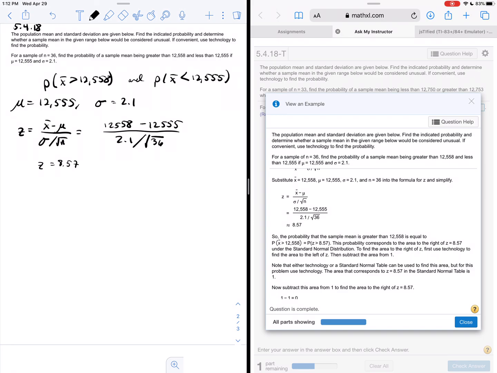So it says the area that corresponds to 8.57 in the standard normal is 1, right? So it's really, really far to the right. That's a really, really high z-score. So the area to the right of it is essentially 0. Because of being so far to the right, the area under the curve is essentially 1, and then 1 minus 1 ends up being 0. So then the probability that x is larger than 558 is essentially 0.